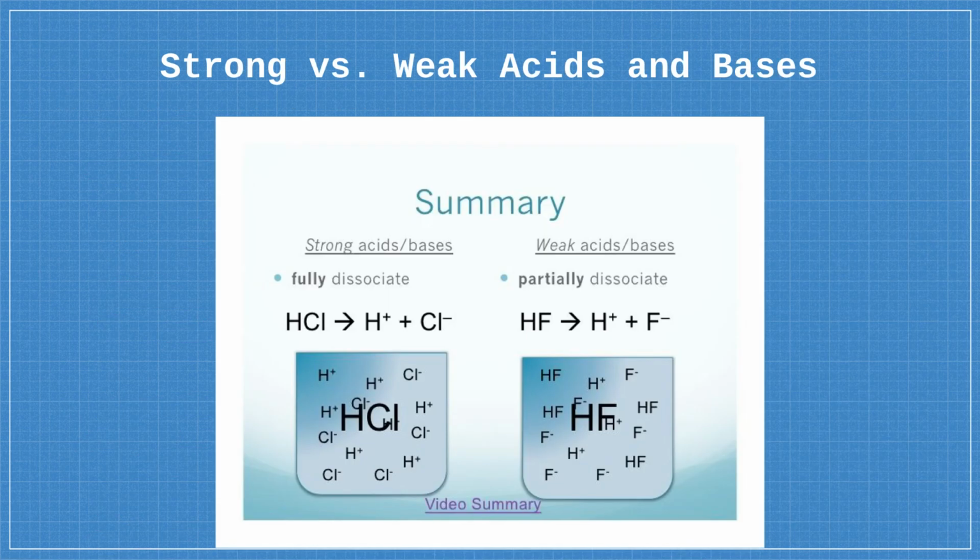So, strong versus weak acids and bases. Strong acids and bases fully dissociate. That means when they are split up in water, we have H plus and Cl minus, and there is no HCl, like the whole compound, in the water. It's just H plus ions and Cl minus ions floating around.